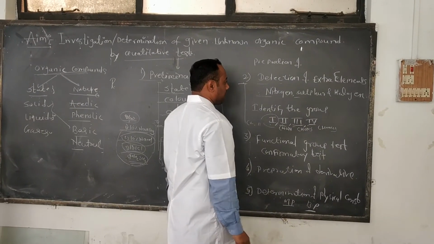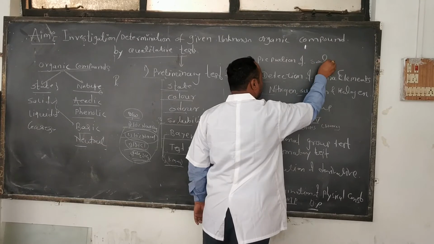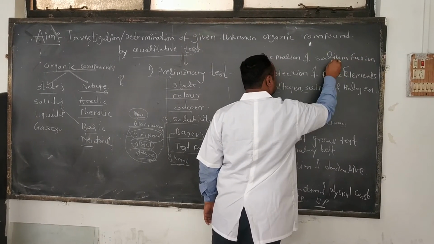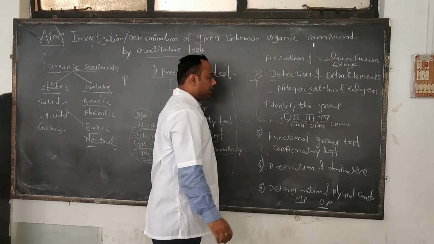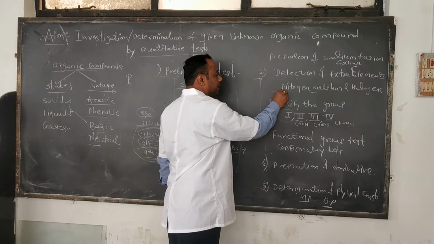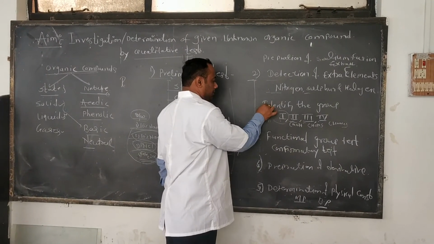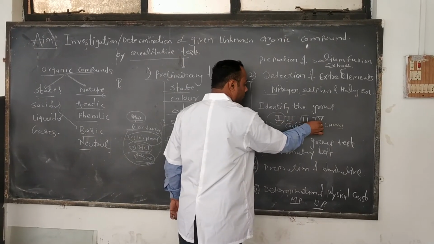sodium fusion extract for the detection of extra elements. Extra elements include nitrogen, sulfur and halogen. Then identify the group number 1, 2, 3 or 4.